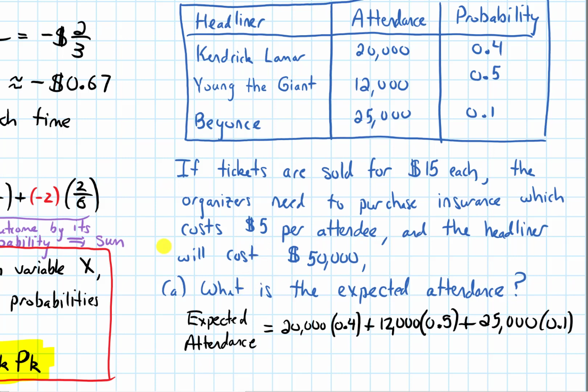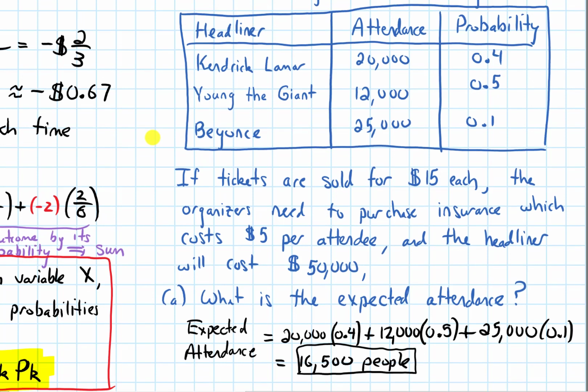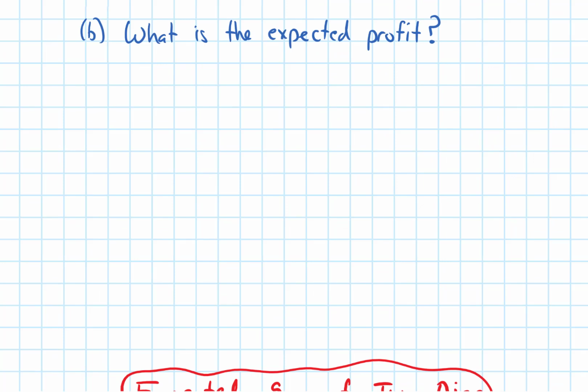And if we work out what this is, we end up getting 16,500. And if there's units for whatever we're measuring, we should write them. So attendance, this is in people here. About 16,500 people would be expected based off of this situation between these headliners and these probabilities, as well as their corresponding attendances. All right, so let's move on to part B.